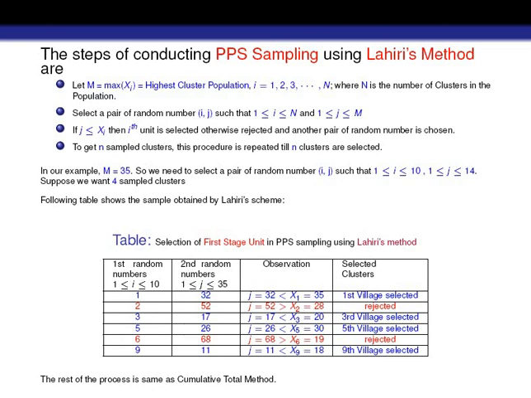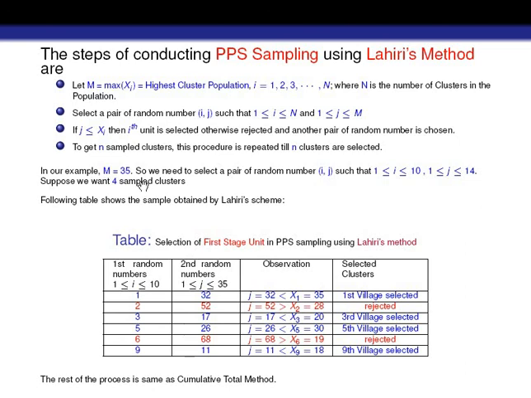So in our example, whatever example we have discussed till now, we can see that the maximum cluster size is 35. That's why capital M will be equal to 35. Now we have to select a pair of random numbers i, j such that 1 is less than or equal to i less than or equal to 10, because we have 10 clusters in our population. And j is varying from 1 to 35. Sorry, this is not 14, this will be 35.